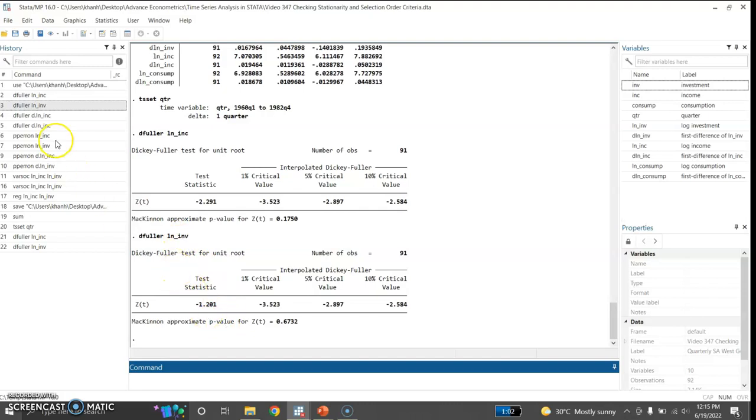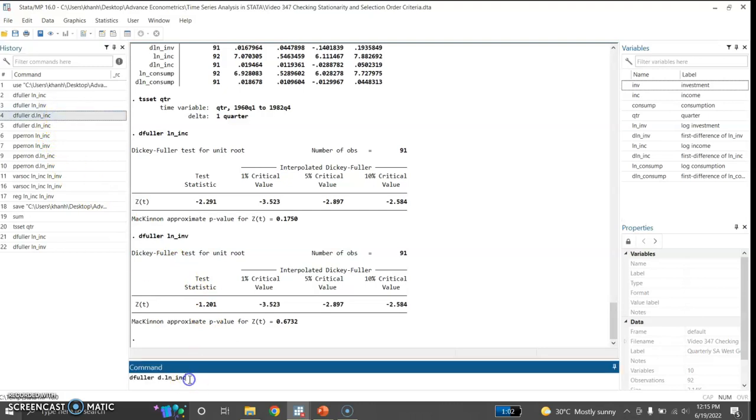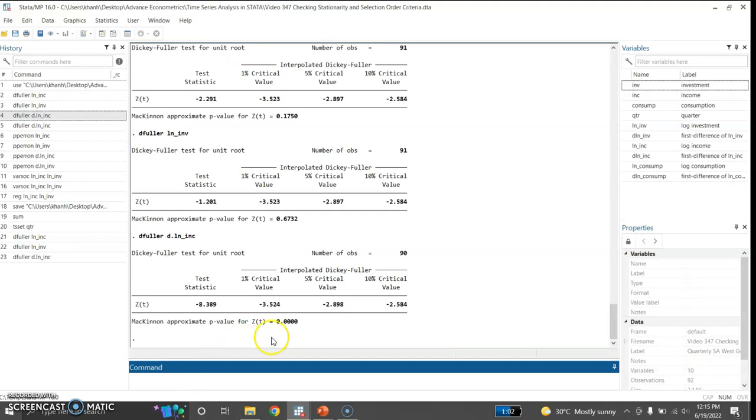And after this, I would like to check the stationarity of the first difference of log of income with the Dickey-Fuller test. So this time this p-value is less than 0.05, so we reject the null hypothesis of unit root. So it means that when we take the first difference of the log of income, then it becomes stationary.